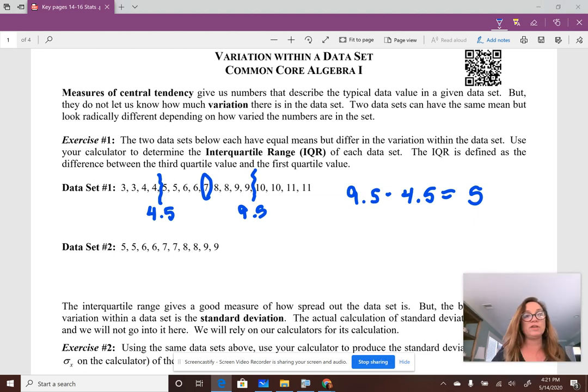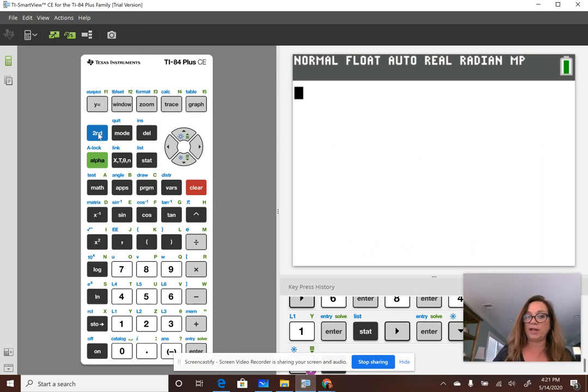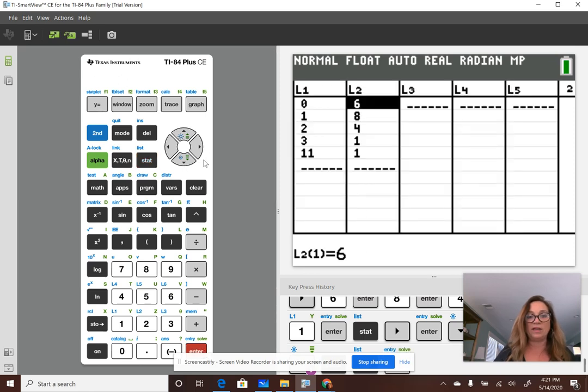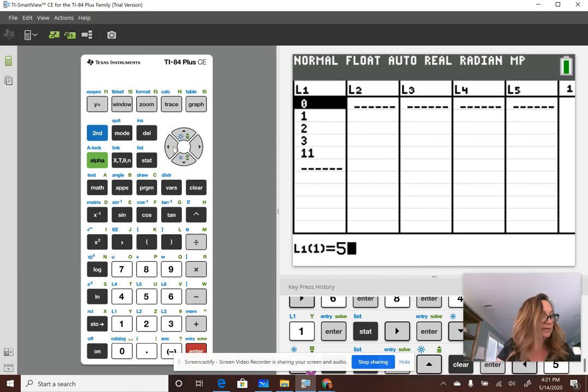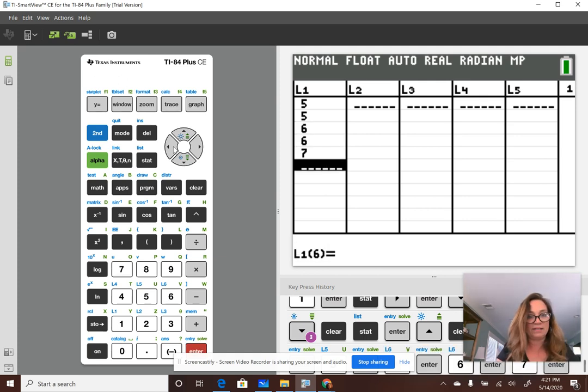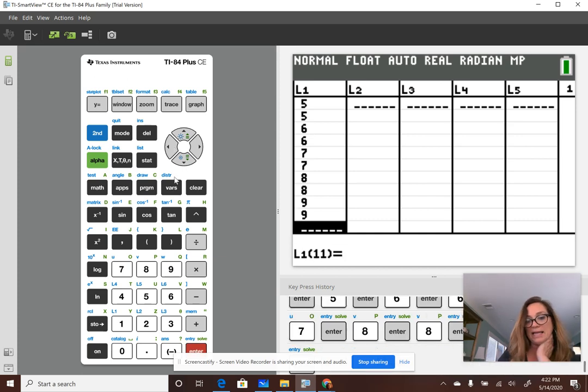Now I'm going to show you this one on the graphing calculator. Again, you would turn on your graphing calculator. You hit the word stat, you hit enter for edit, and then you type in your list. You have to clear out whatever you have, or you can type over it. So I'm going to type over here: 5, 5, 6, 6, 7, 7, 5, 5, 6, 6, 7, 7, 8, 8. Boring data, right? 9, 9.